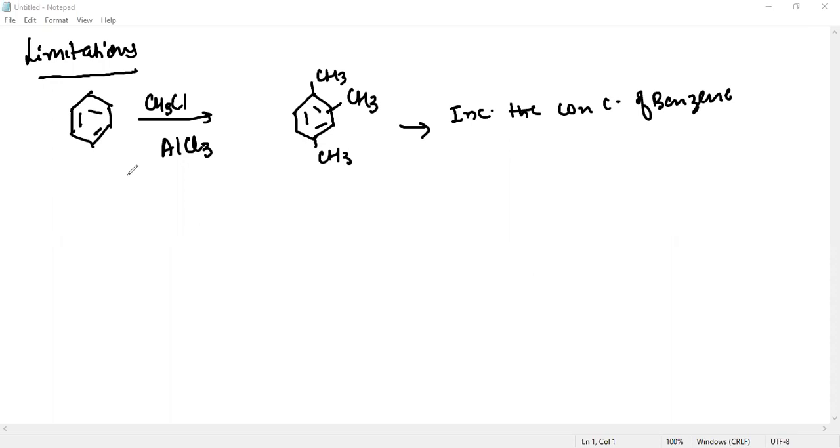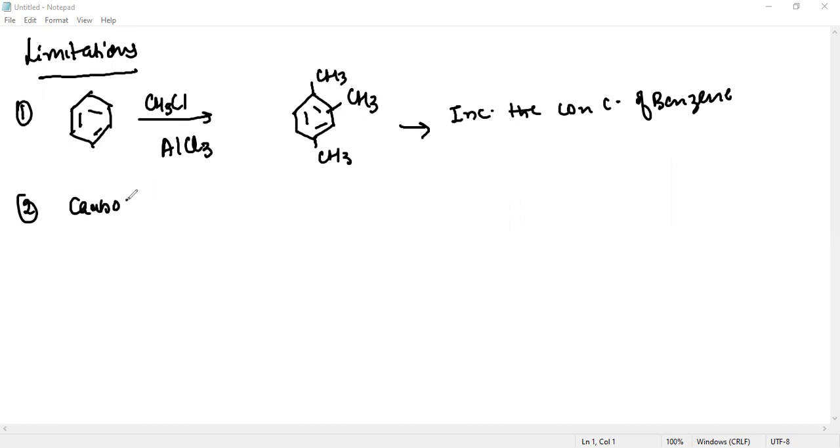So the way to get around this problem of polyalkylation, if you just want to put one alkyl group on your benzene ring, is to add a lot of benzene so that you can avoid the polyalkylation of the benzene ring. So this was the first limitation. The second limitation is carbocation rearrangement of the alkyl halide.